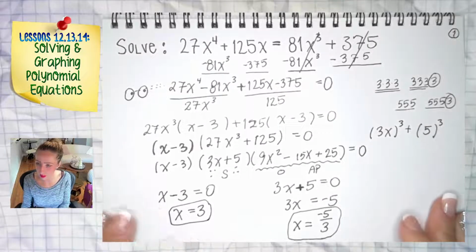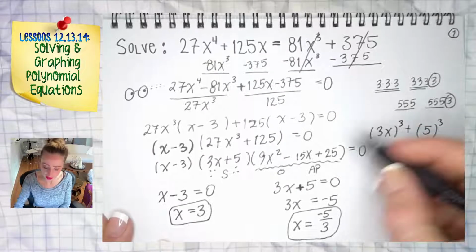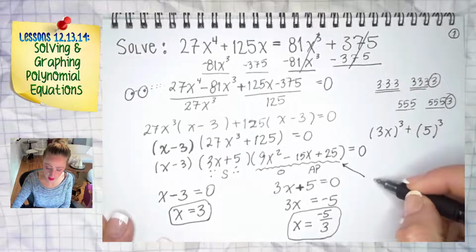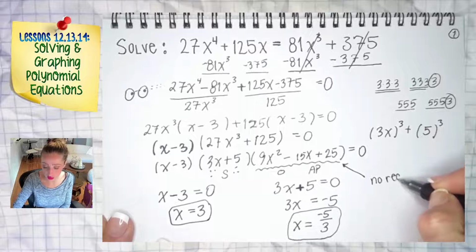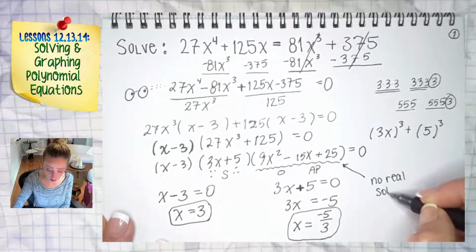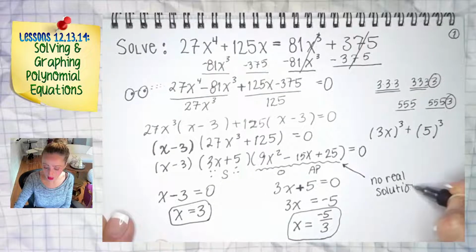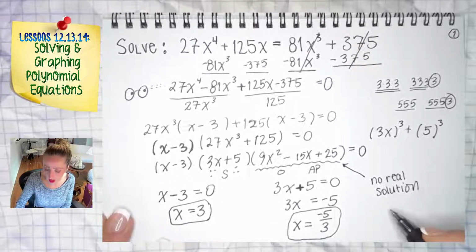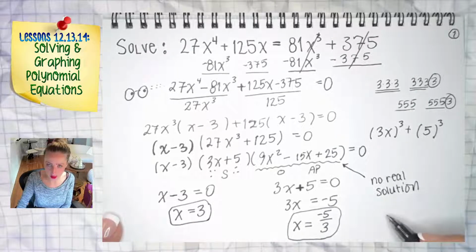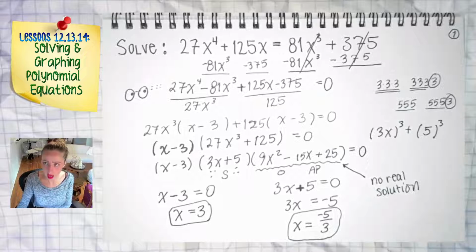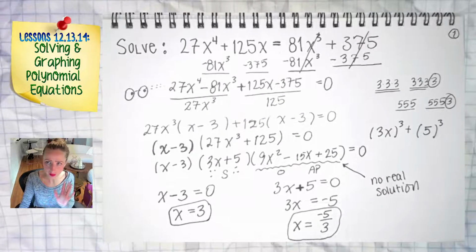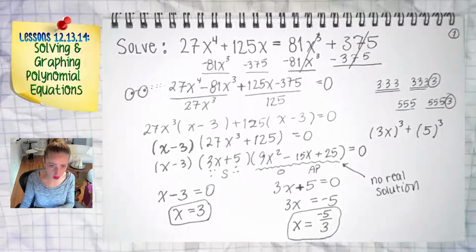Did anyone remember getting these 2 answers? And then for this part, you could have written no real solution. If you tried the quadratic formula, which would be beautiful, you would get a negative number under the radical. And remember, we try the quadratic formula to solve when we're solving a quadratic equation when we can't factor it.